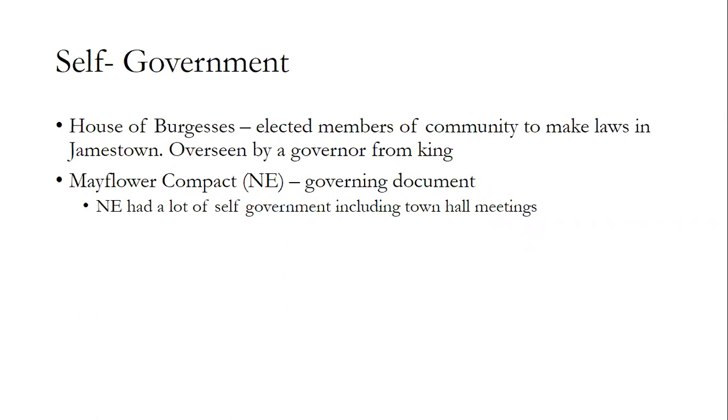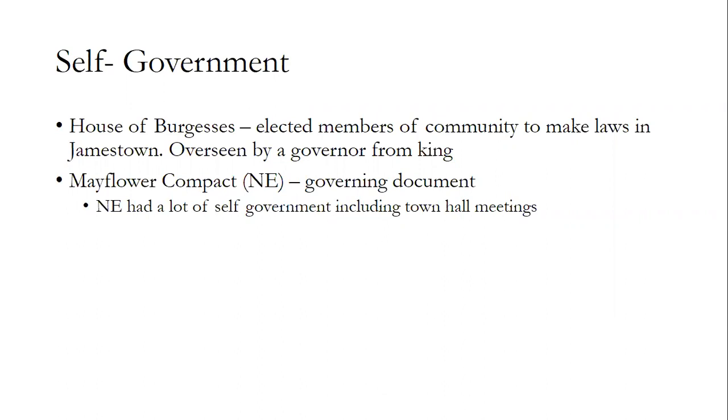And self-government was where the colonies had some type of independence from the British, and they were allowed to rule themselves. So in the Chesapeake or in Jamestown, that example would be the House of Burgesses. And then in New England, that example would be the Mayflower Compact. Now, these are two different things.